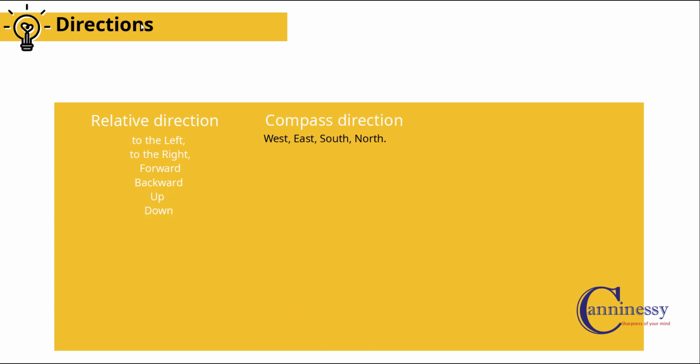Directions. There are three main directions that you can use when describing vectors. Number one, relative direction. To the left, to the right, forward, backward, up, down. Number two, compass direction. West, east, south, north.